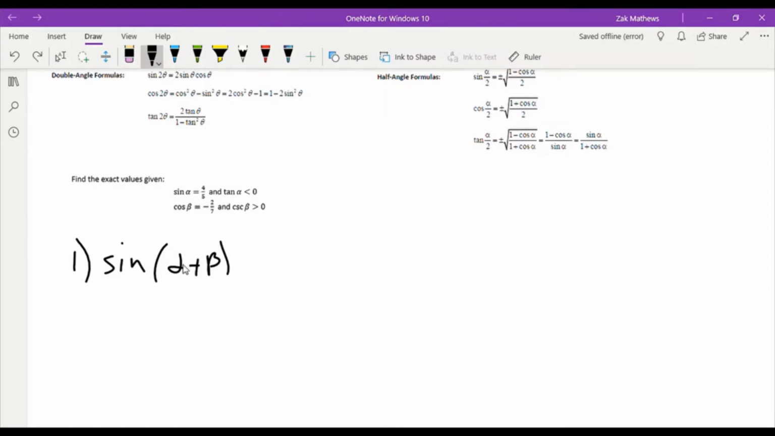But I can't just say sine of alpha, sine of beta, but I can use my formulas. So I know that I can write this as sine alpha cosine beta plus cosine of alpha sine of beta. Well, that's better. I've worked it down to more simple angles because I knew nothing about alpha plus beta, but I do know some things about alpha and beta.